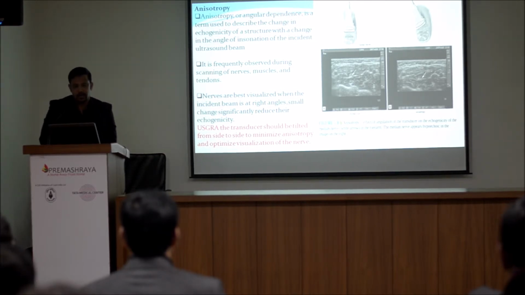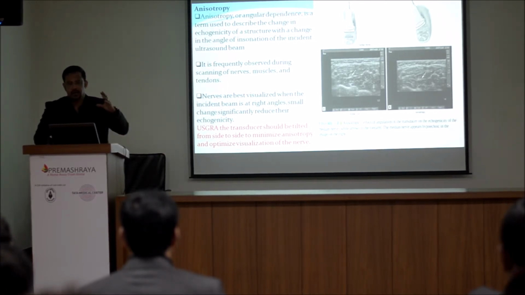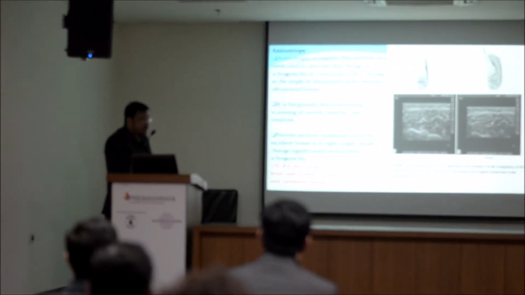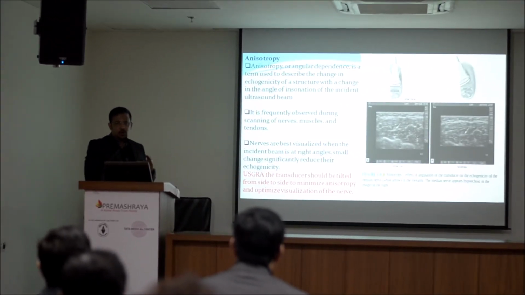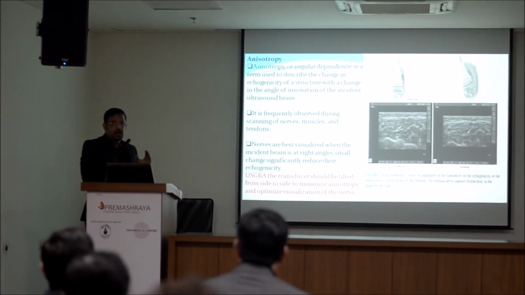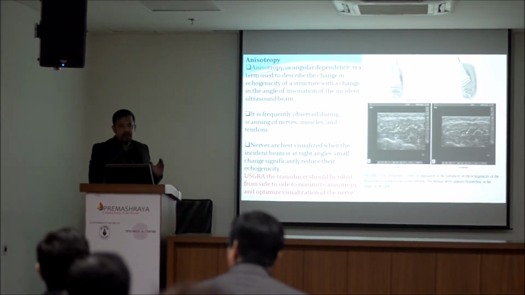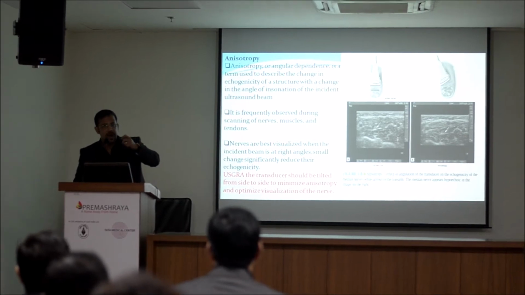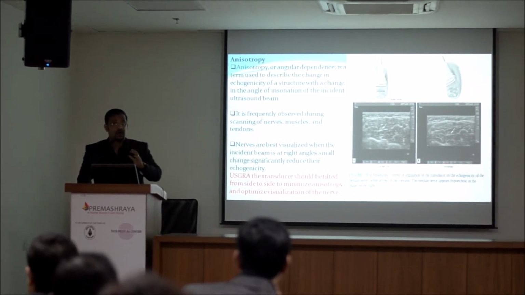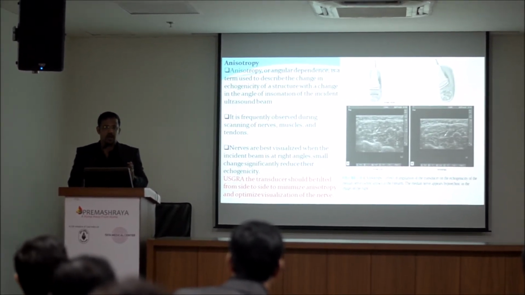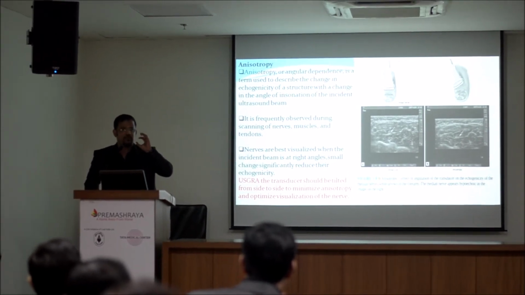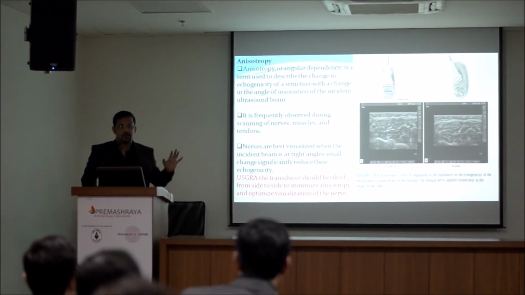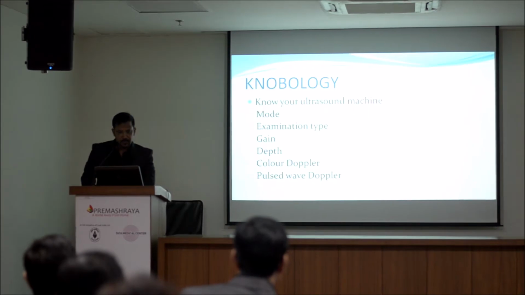This is the thing which I was talking about, anisotropy. Anisotropy is an angular dependence. It is a term used. The median nerve is appearing slightly less hyperechoic. It is almost hypoechoic. The importance of anisotropy is that you should always manipulate the probe well to get an optimal image so that you can see a nerve very nicely. That is the importance of anisotropy.